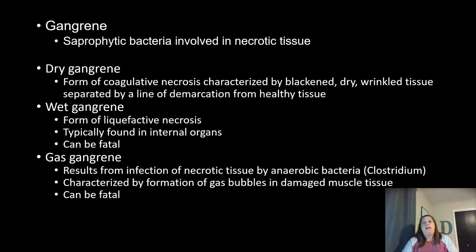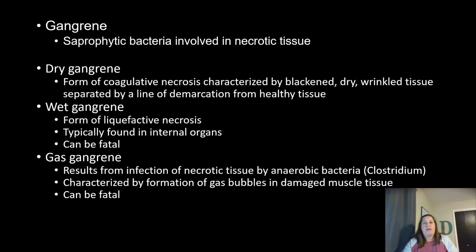Another thing we want to look at in necrotic tissue or necrosis is something called gangrene. Gangrene is where we have saprophytic bacteria, okay, that comes in and it starts to eat away at that dead tissue. Okay, it gives kind of the perfect environment for this bacteria that's going to start destroying more and more tissue. Now, there are 3 categories of gangrene.